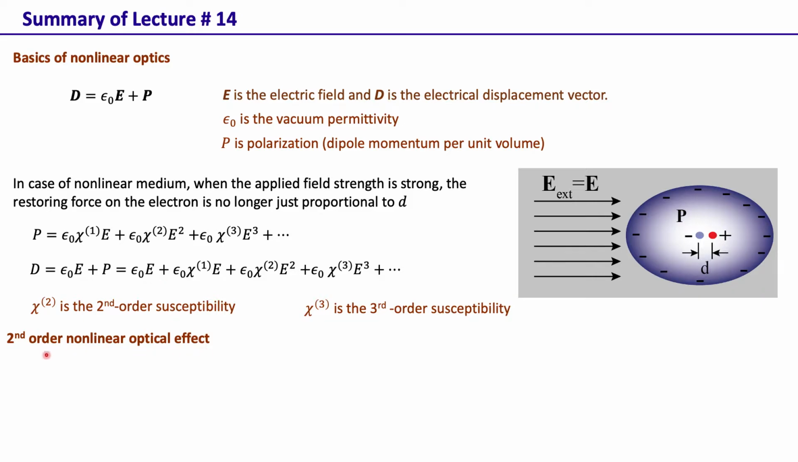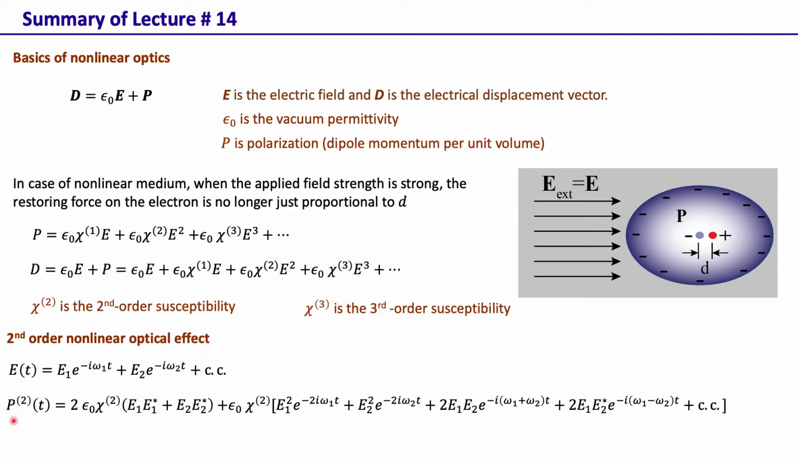We then also looked at a few second order non-linear optical effects, and for that we just considered a field which consists of two separate frequencies, omega 1 and omega 2. That's the applied electric field, and for it we looked at the second order contribution to the polarization. This is the expression of polarization: that's the linear term, that is the second order term, that is the third order term, and so on. We looked at what happens to this second order term when we have a field that consists of two separate frequencies. Now this actually consists of a total of 16 terms.